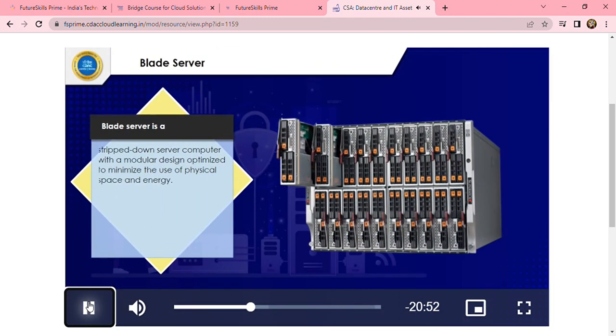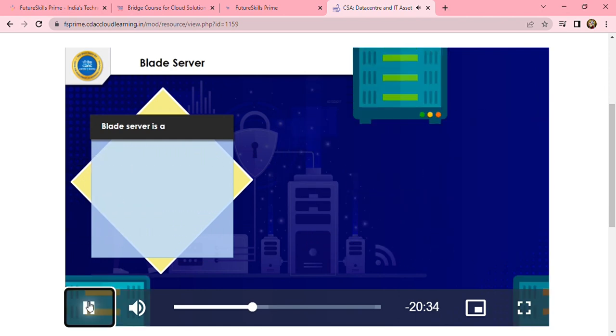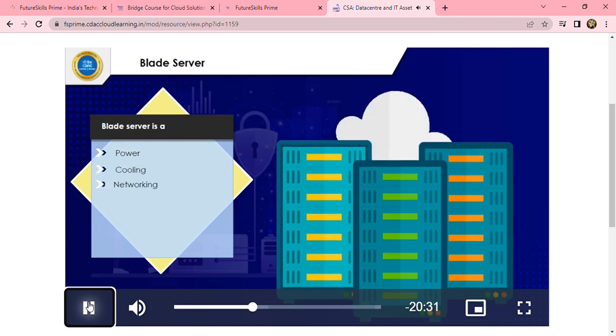Blade server is a stripped-down server computer with a modular design optimized to minimize the use of physical space and energy. Unlike a rack mount server, a blade server fits inside a blade enclosure, which can hold multiple blade servers, providing services such as power, cooling, networking, various interconnects and management. Together, blades and the blade enclosure form a blade system, which may itself be rack-mounted.